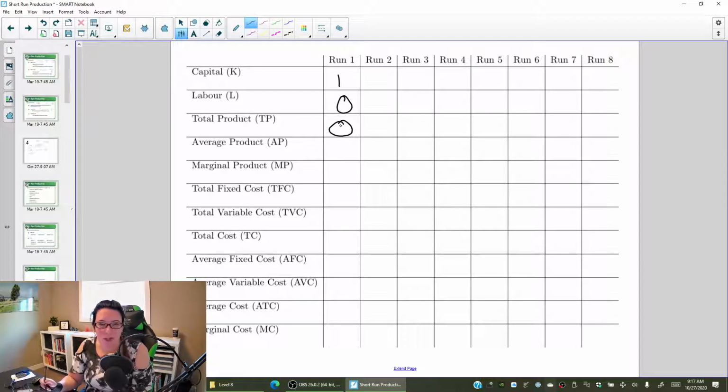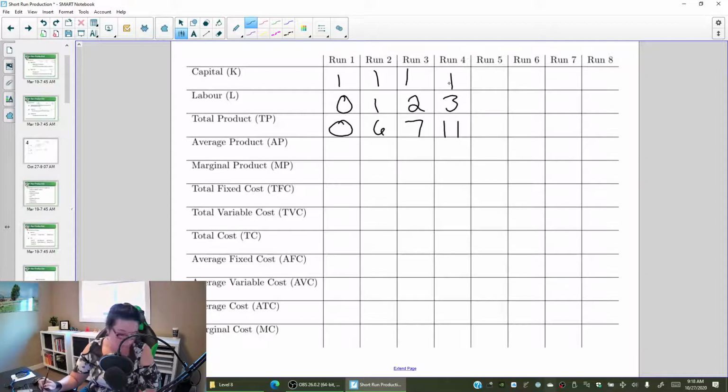Then what we did with our Widgets Incorporated is we hired 1 worker. We still had 1 stapler. In the class activity done in fall 2018, when we had 1 worker, they made 6 widgets. We then hired a 2nd worker, still 1 stapler, and collectively those 2 workers made 7 widgets. When we hired the 3rd worker, collectively they made 11 widgets, still 1 stapler. When we hired the 4th worker, those 4 workers together were able to make 13 widgets. And when we hired the 5th worker, they were able to make collectively 15 widgets. We hired the 6th worker.